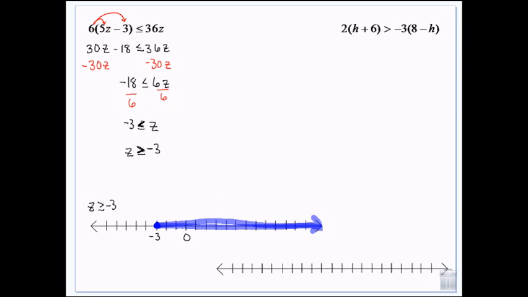That's good. Okay. If we have distribution on both sides, we distribute on both sides. Don't forget though, if that's negative, the negative comes in with it. So I get 2h plus 6 is greater than negative 24 plus 3h. I did that on purpose to see if you were paying attention.